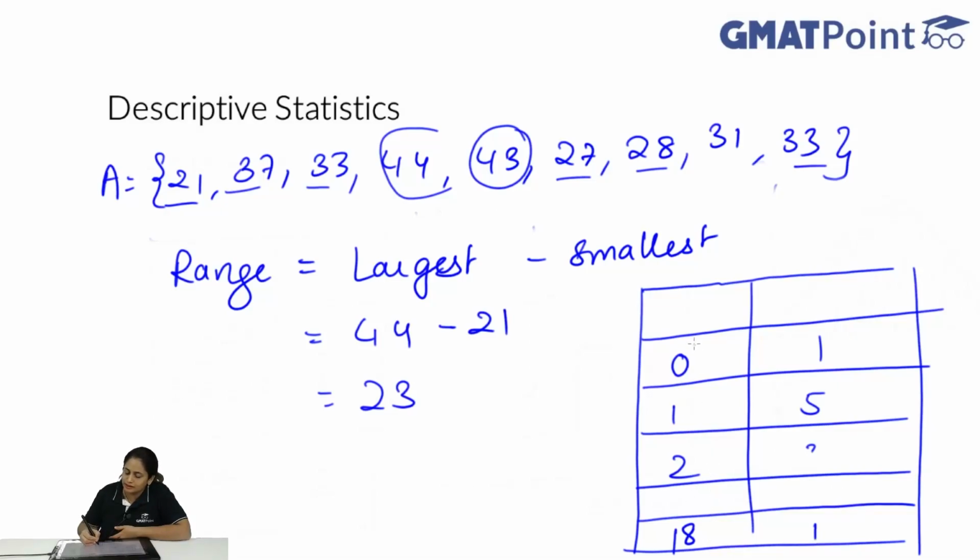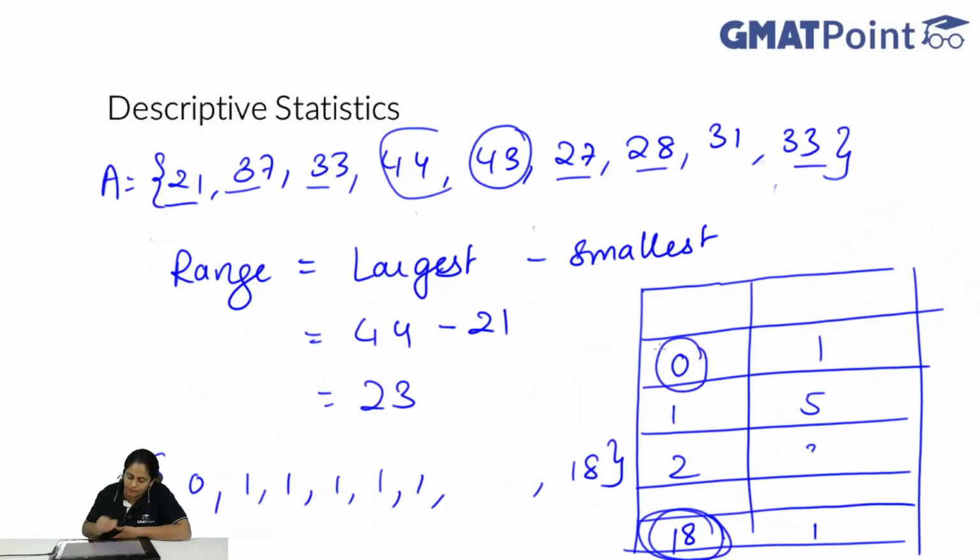What is the largest value of any element of the set? 18 is the largest value in this set, because if I expand this frequency table into a set, I will have 0 once, then 1 five times, 1, 1, 1, 1, then 2 some number of times, and finally 18 as the last value. So the range of this set will be the largest value 18 minus the smallest value, that is 0. So 18 minus 0 gives that the range of this frequency table is 18.